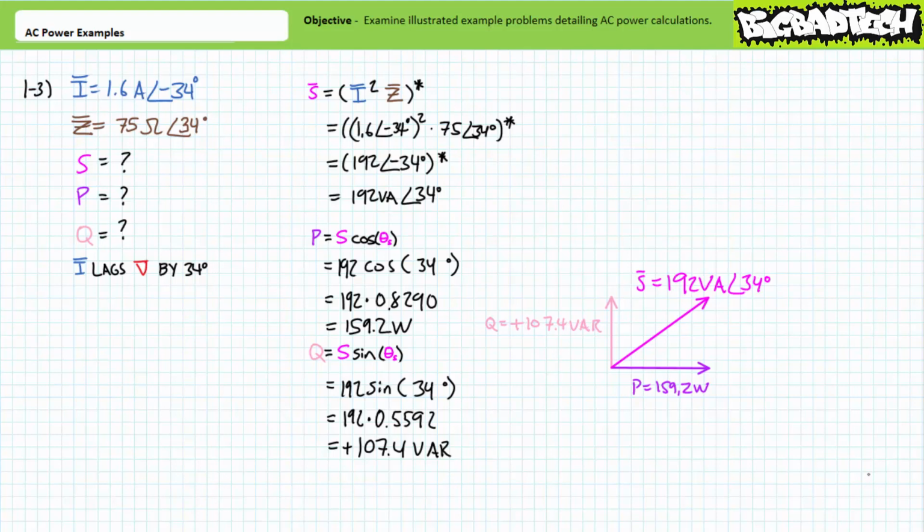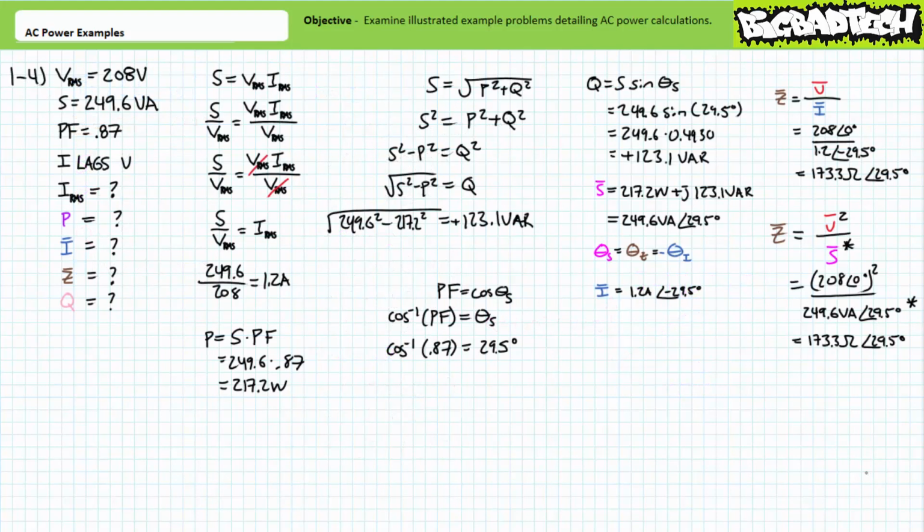For our fourth example problem, we've been given an effective voltage value of 208 volts, an apparent power magnitude of 249.6 volt amperes, a power factor of 0.87, and are being asked to solve for the effective value of current and real power. Additionally, we're being asked to solve for the phasor equivalent of current, reactive power, and complex impedance. Finally, we're given a clue that current is lagging voltage, but we don't know by how much.